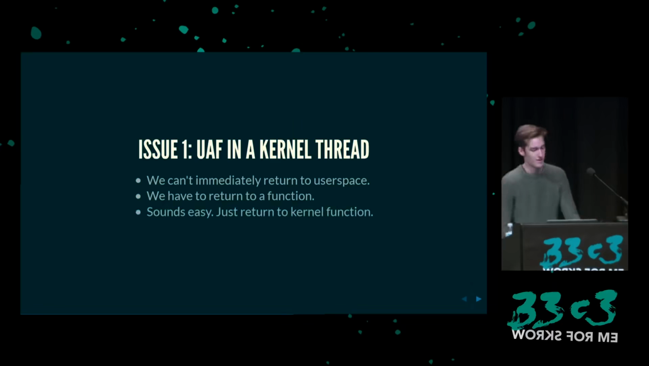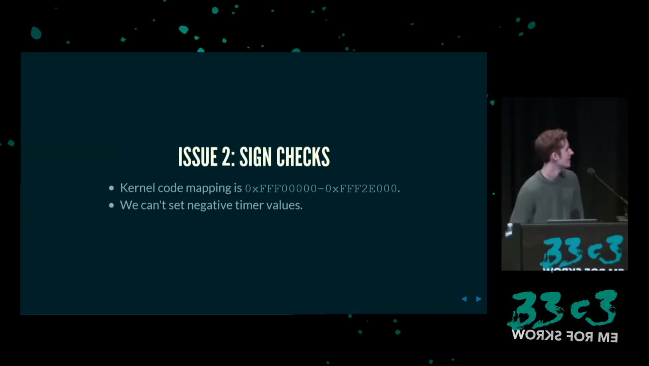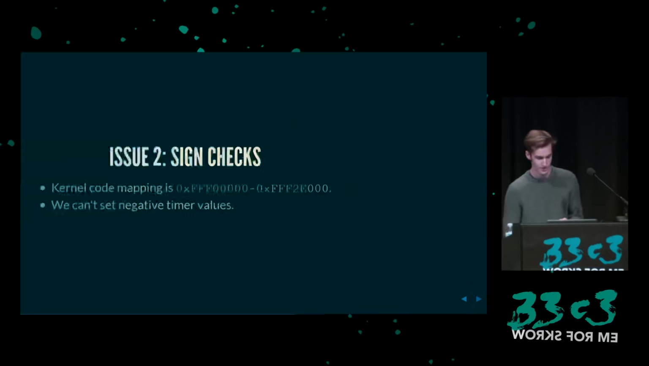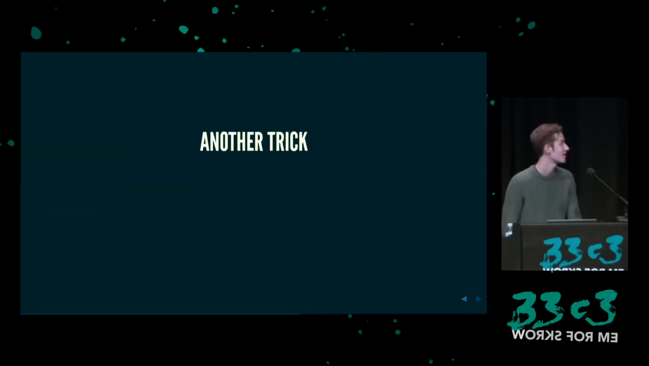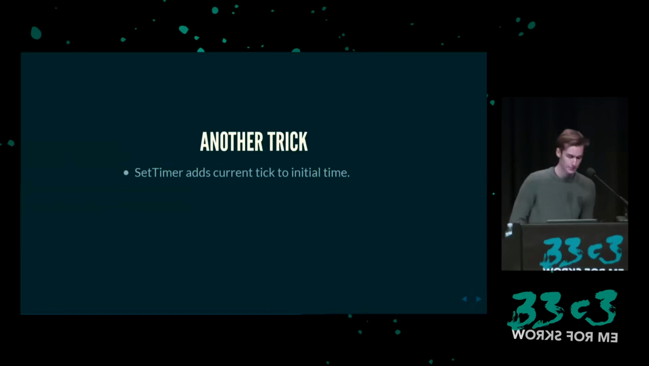So it sounds like, okay, all we have to do is find some kernel function we can call and we're done. But there's actually another issue, and that's that kernel code is mapped at high addresses, and these are actually negative. And the set timer syscall actually checks if your timer is negative. So there's a pretty funny trick I found, and it's that when you set the timer, you're saying start 1 second from now, start pulsing.